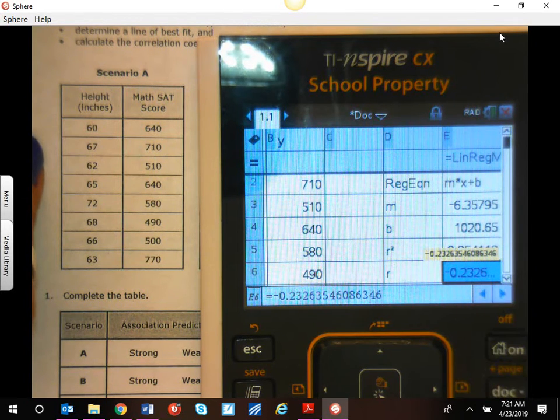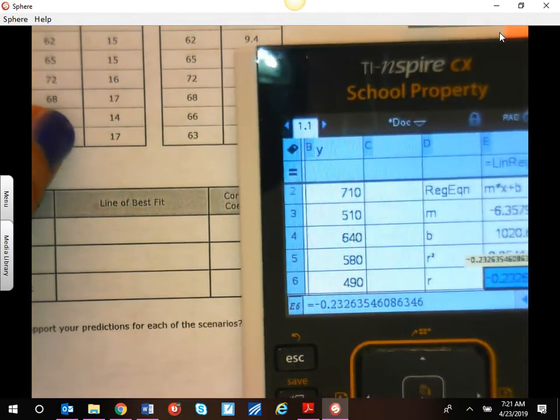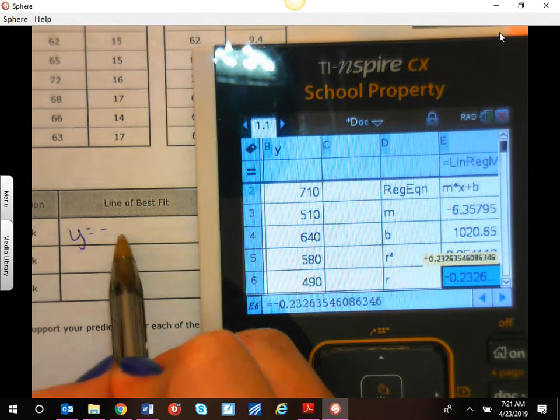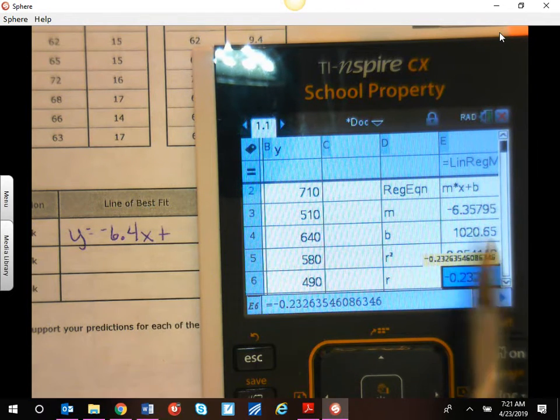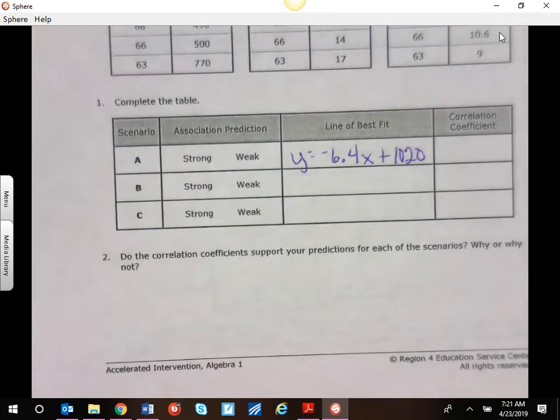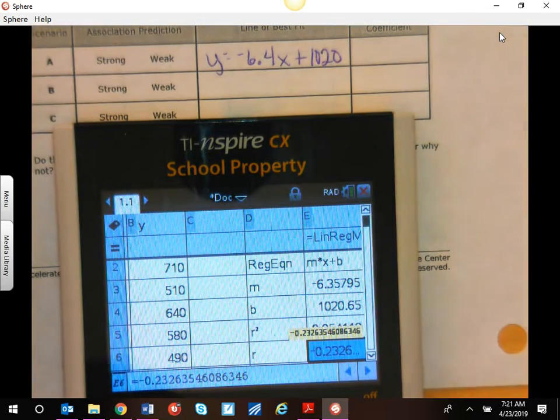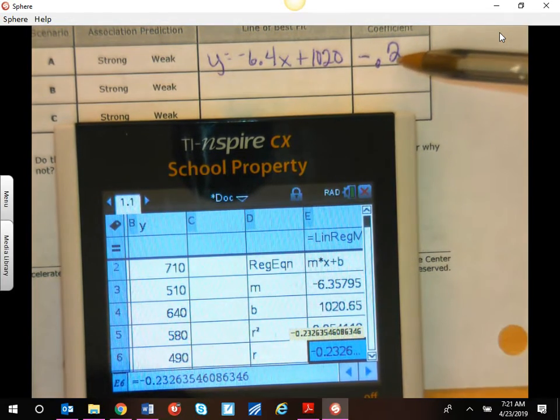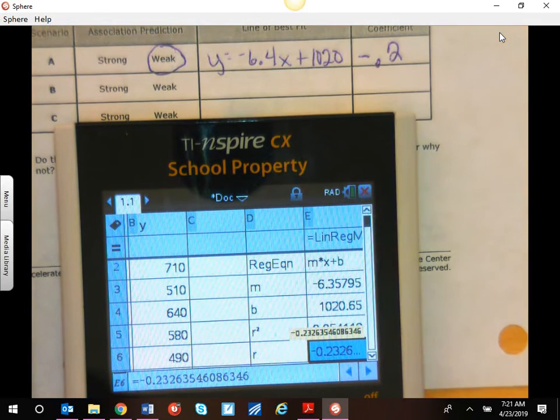All right, so this is my equation for my line of best fit, not R squared, but R. So what we're going to do is we're going to come down here. So my equation is going to be for A, y equals negative 6.4x plus 1020. Now, our correlation coefficient, trying to make this all fit on the screen at once, is a negative 0.2. That is very, very weak. That is very close to zero. So this is going to be a weak correlation.